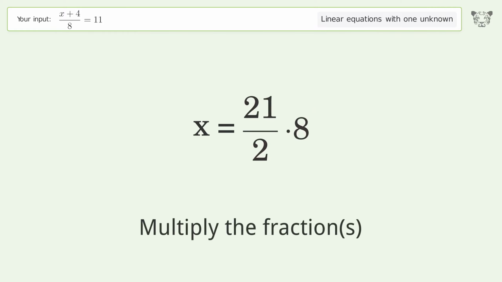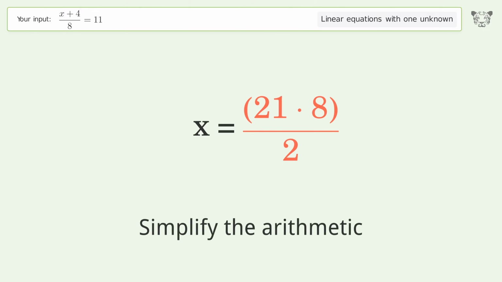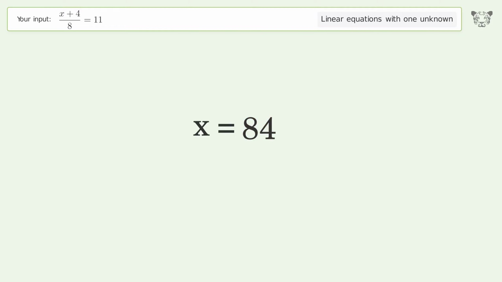Multiply the fractions. Simplify the arithmetic. And so the final result is x equals 84.